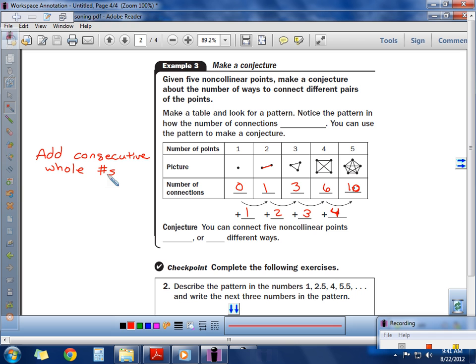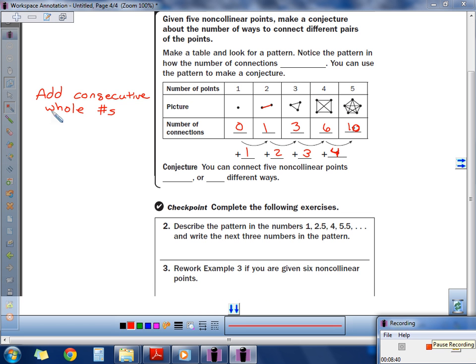Try the next checkpoint on your own. Real quick, it shouldn't be whole numbers. Whole numbers has a 0. It should be natural numbers. Natural numbers starts with 1. That's what you learn when you're a little kid.